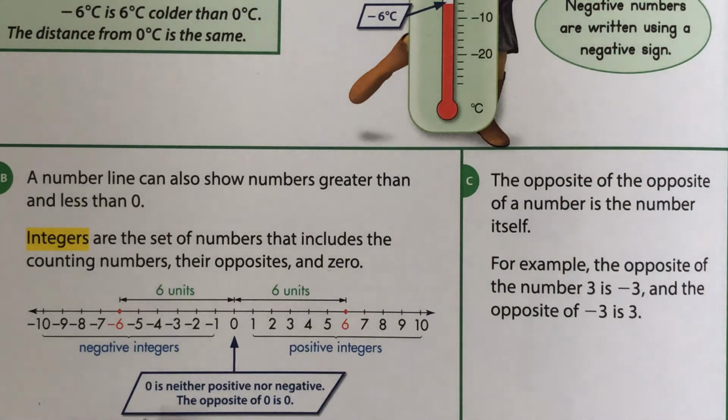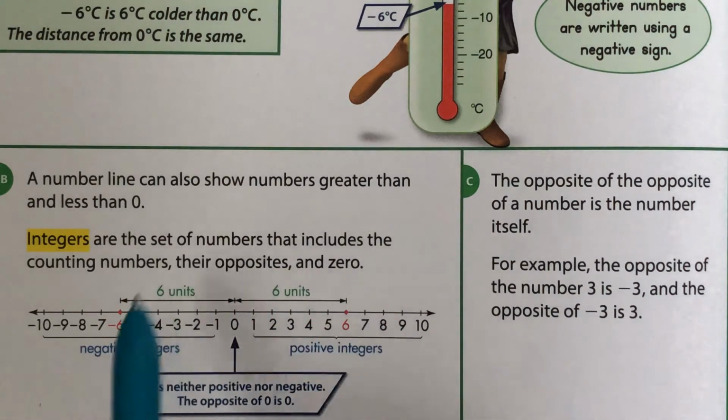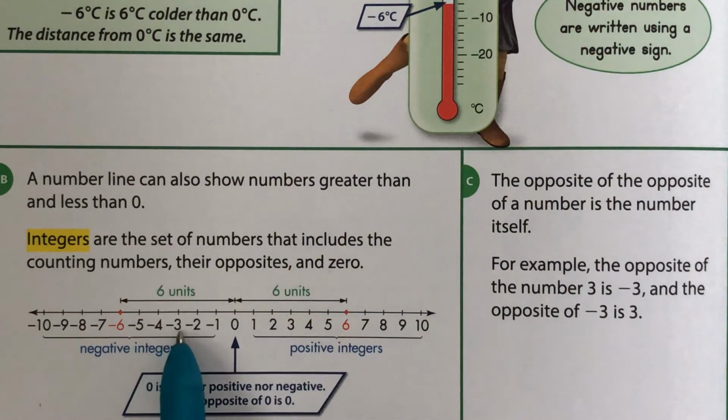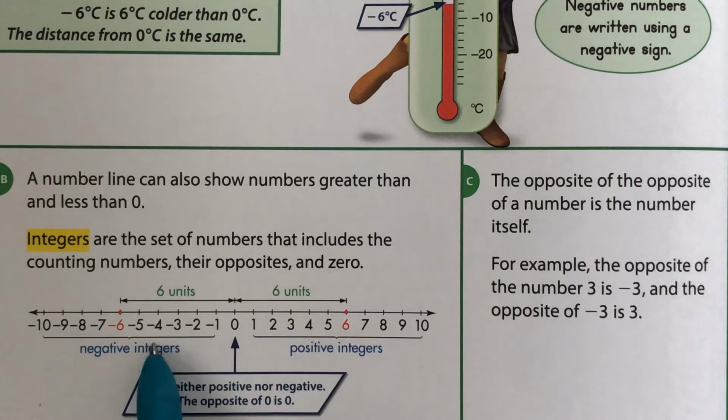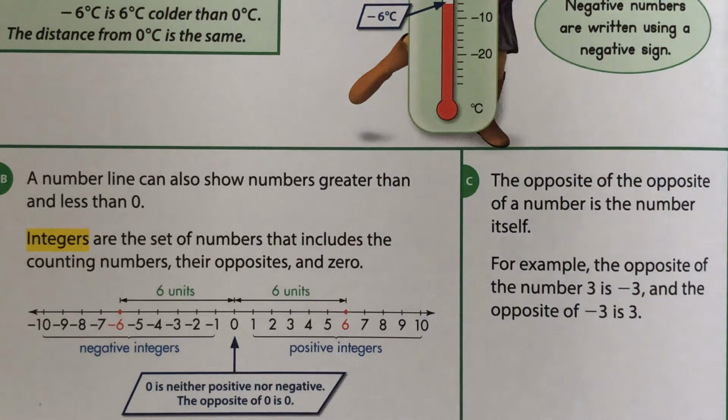And then this is really important too. 0 is neither positive nor negative. It's not positive 0, it's not negative 0, it's just 0. And the opposite of 0 is 0. So these are opposites. The opposite of negative 3 is 3. The opposite of 4 is negative 4. They all have to be the same distance away from 0. So let's go over a few examples.